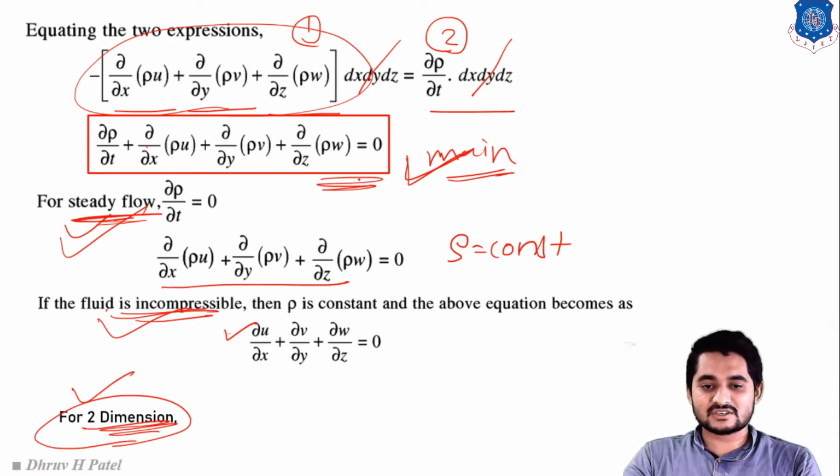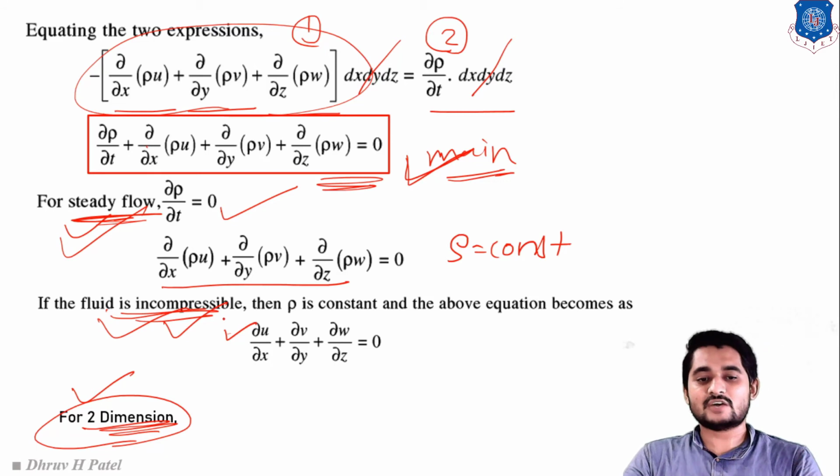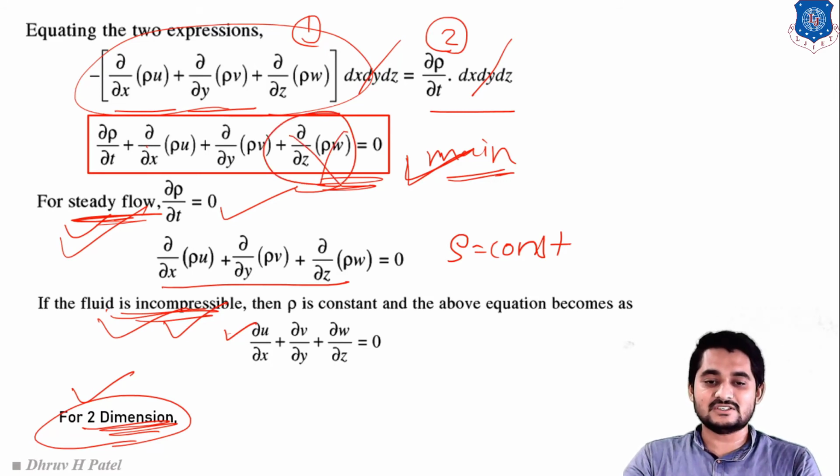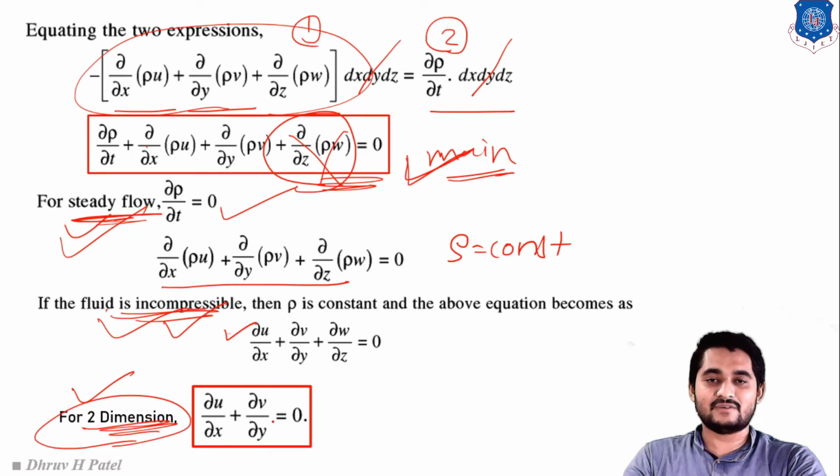From this equation, you have to take the assumption for steady flow, you have to take the assumption for incompressible flow, and for the two-dimensional flow, the z direction will be 0. So it will become del u by del x plus del v by del y is equal to 0. Clear, students? So in the examination, they can ask any type of continuity equation, either in a three-dimensional flow or in a two-dimensional flow also, right?